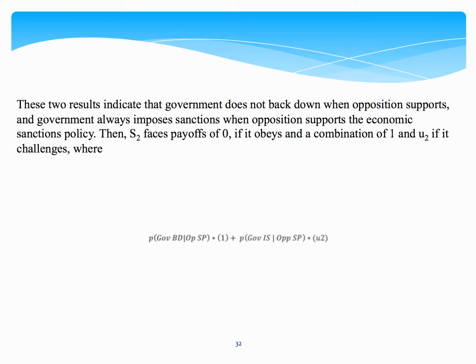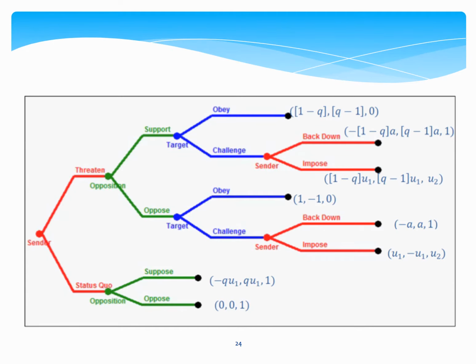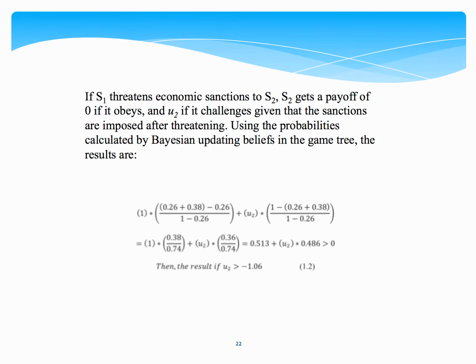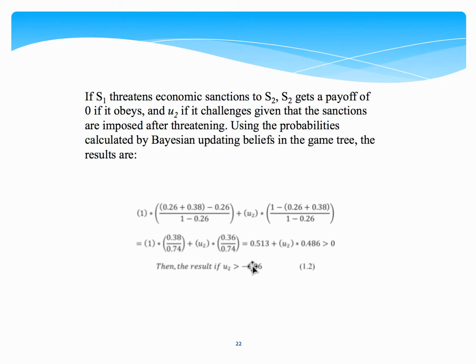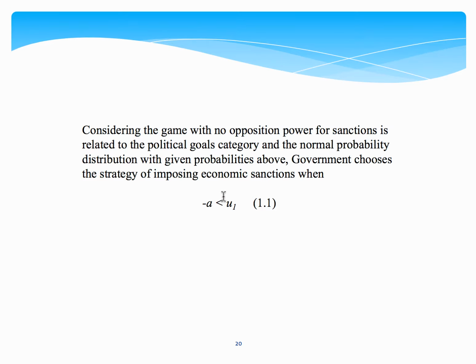Then I need to compare the payoff values for the government, and here I assume that the combination of strategies should be bigger than 0. So I got those probabilities from Bayesian estimates, and after I plug them in, I get U2 here, and then I plug in those numbers, and I got U2 bigger than minus 1.06. So this is for U2, and for U1 it should be bigger than minus a, as I discussed in the first model.